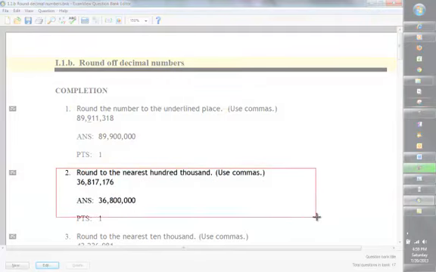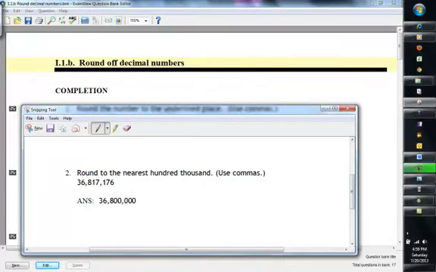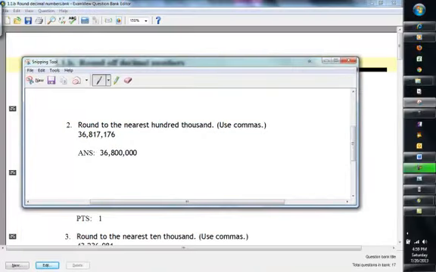Next one. Now it doesn't tell us which place to round to. It says round to the nearest 100,000. So that's this place right here. We look at the number after it. It's a 1, so we write the number and everything in front of it the same, write everything after it as zeros, and it says use commas, so it'd be 36,800,000.